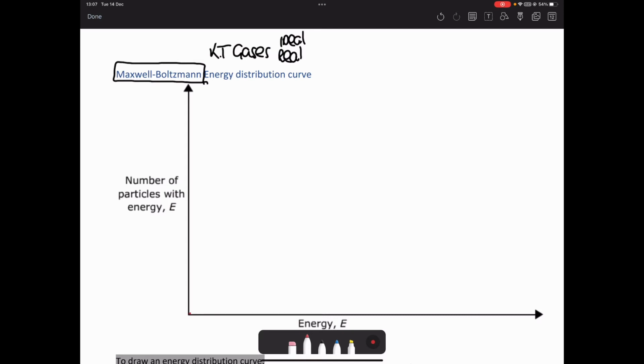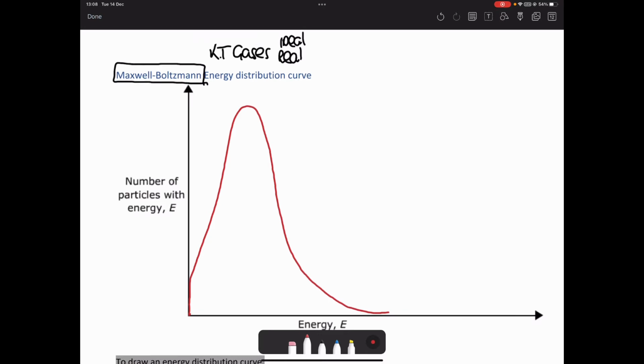So we've said no particles will have 0 energy, so it's going to start up high like this. We're going to peak, we're going to come down, and then we've said there's a small number of particles that have very high energy. So what's really important here is that it is not starting at 0, 0. There are particles that have energy, so it's not starting from this line and away we go. We've said the peak is the most probable energy. So the vast majority of particles will have this amount of energy. We've said the area under the curve is the total number of particles.